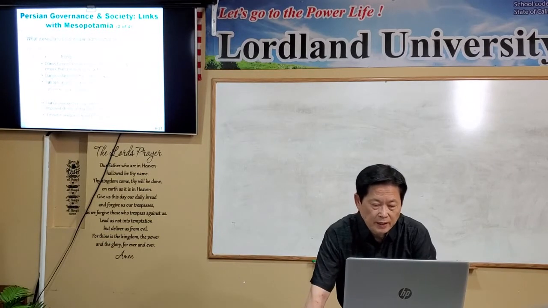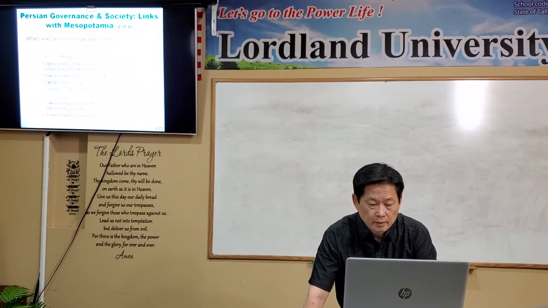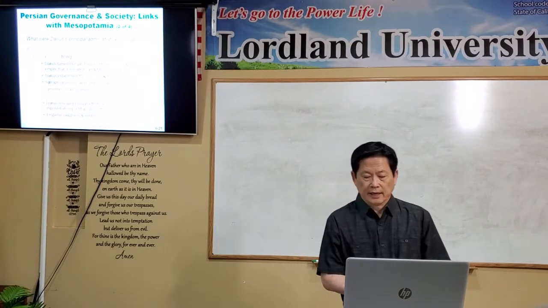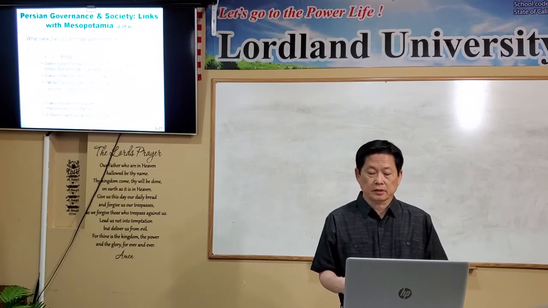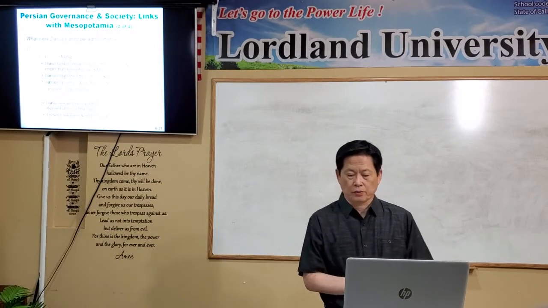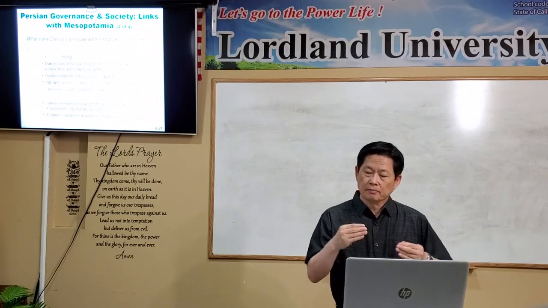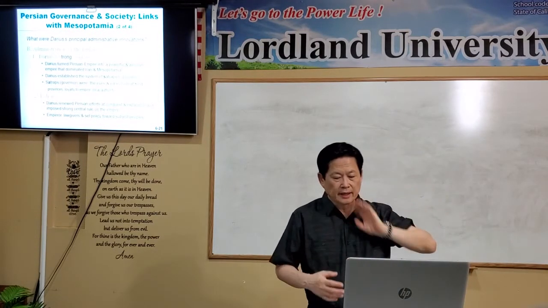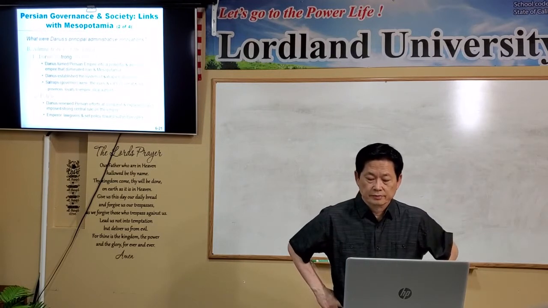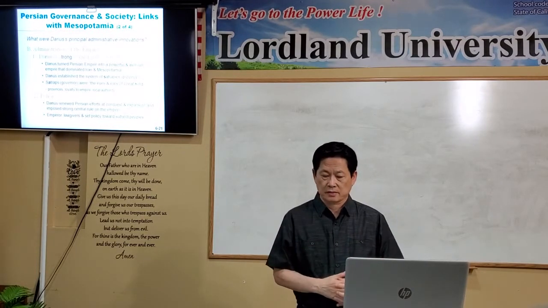Okay, section B, administration of the empire. Darius' strong central rule and central authority. Darius turned the Persian Empire into a powerful and well-known empire that dominated Iran and Mesopotamia. Darius the Great established a system of satrapies. Satrapies means the provinces, states.